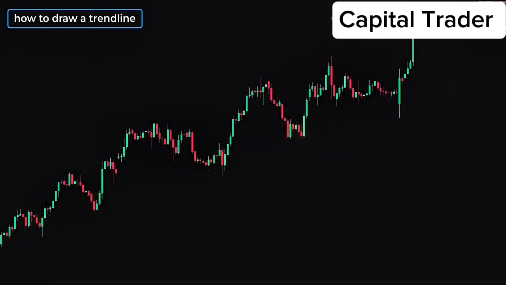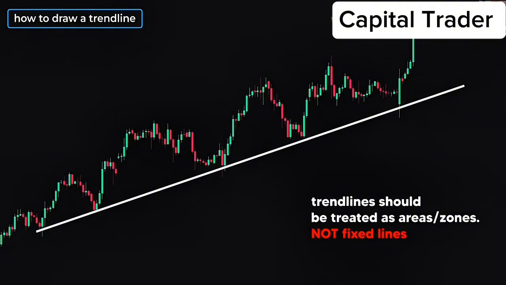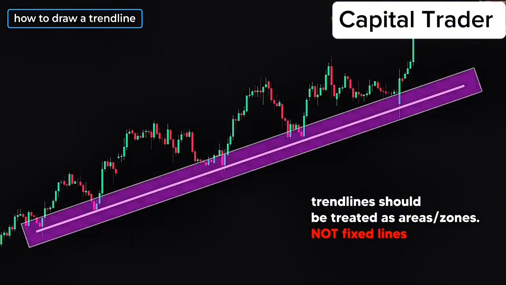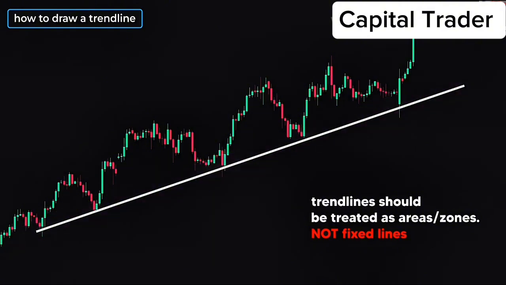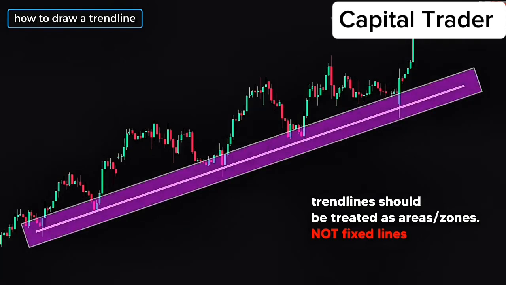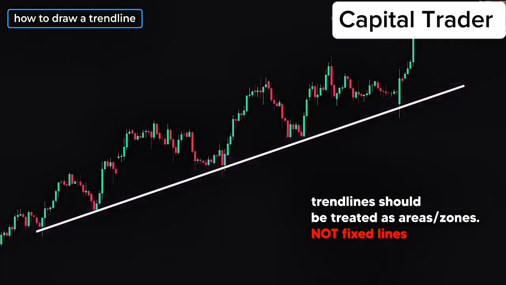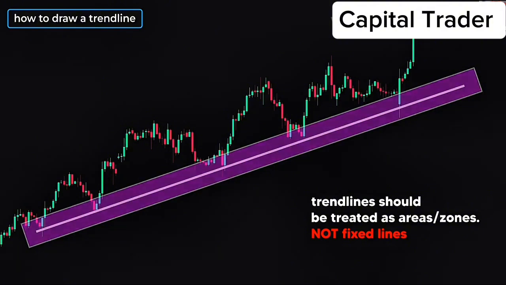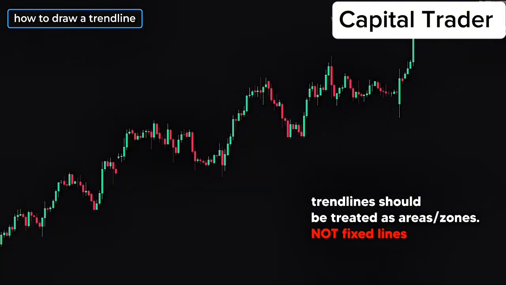Friends, an important thing you must always keep in mind: do not treat a trend line as just a single line. Treat it as an area or a zone. A trend line gives you a rough estimate of where the price might bounce back from. Sometimes the price may bounce back from a little higher, and sometimes the price might slightly break it and bounce back. Don't get tense. It happens often, and it's a completely normal thing.